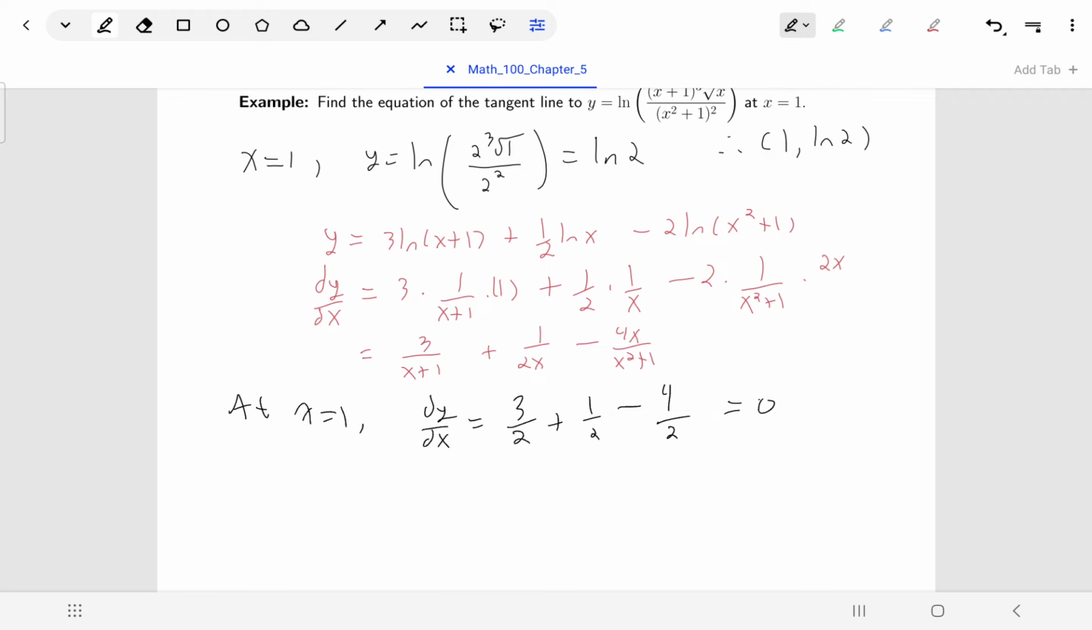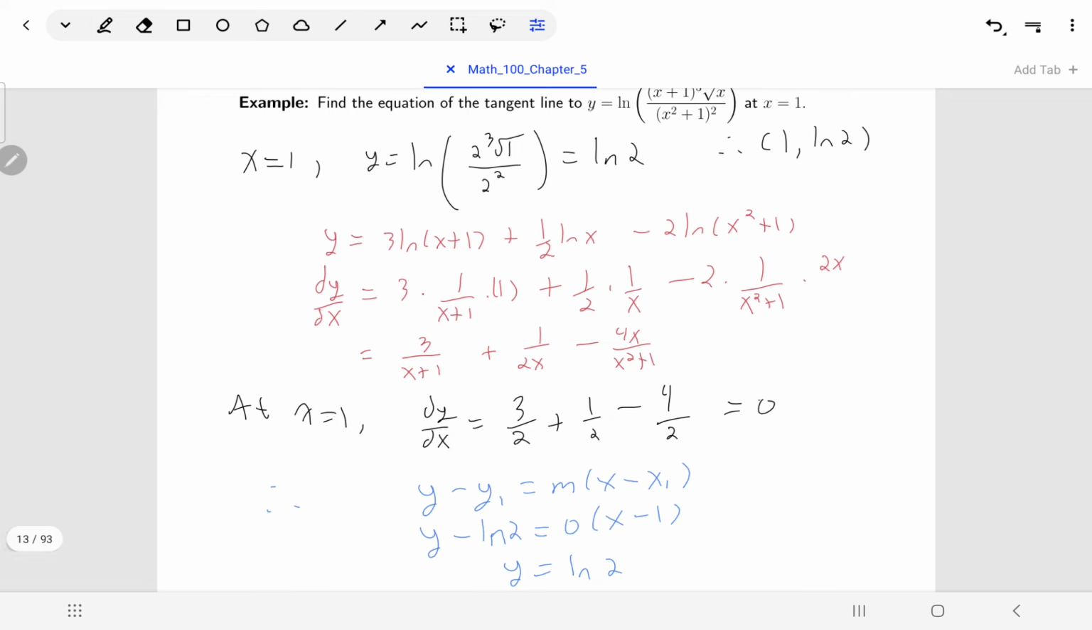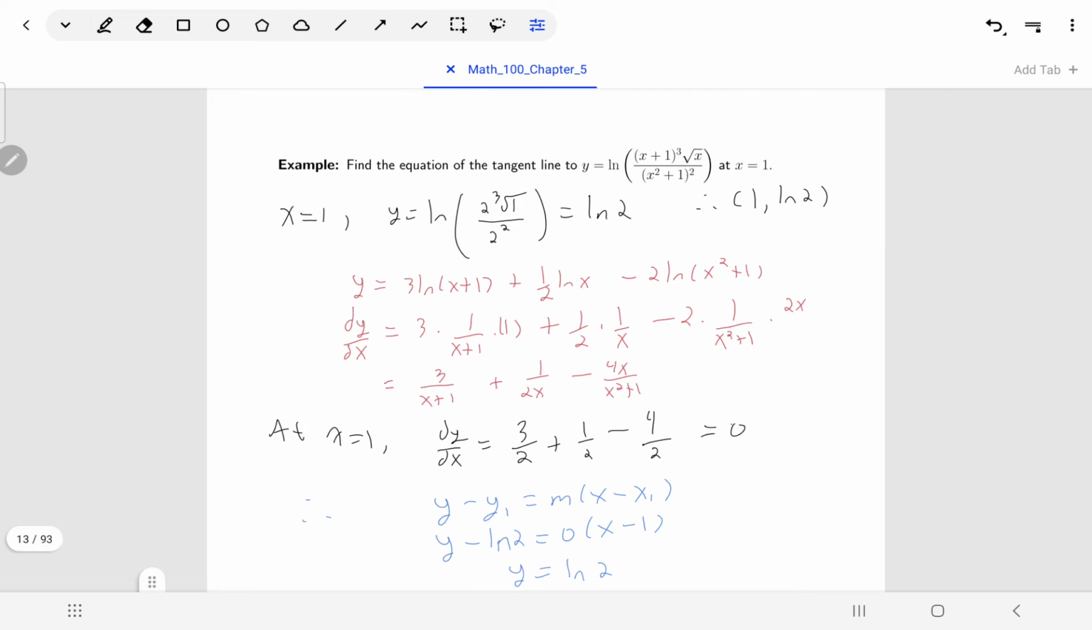So now my tangent line, I'll create its equation. So we have y minus the y coordinate equals slope times (x minus the x coordinate). The y value was natural log of 2, the slope was 0, the x value was 1. So we're just going to get the straight line y equals natural log of 2. And there we go. That would be the equation of our tangent line to the curve that we were given. And that is lovely.